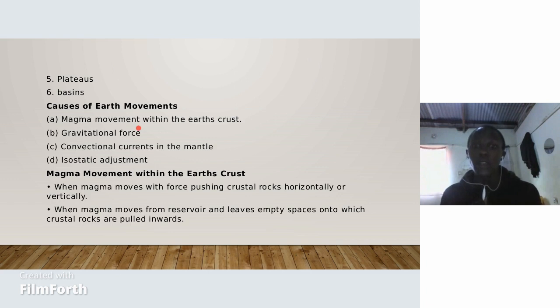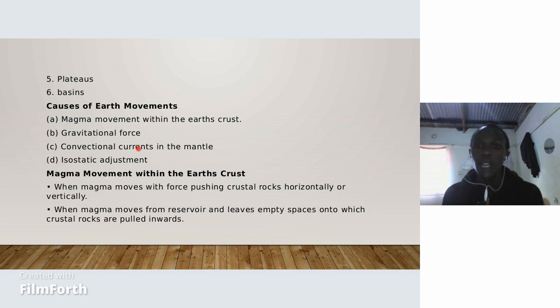Another one is gravitational force. How does gravitational force cause earth movement? Gravitational force, remember, pulls things towards the center of the earth. Thus, gravitational force tends to pull things on the surface of the earth towards the center of the earth, hence leading to formation of also, let's say, basin or a depression.